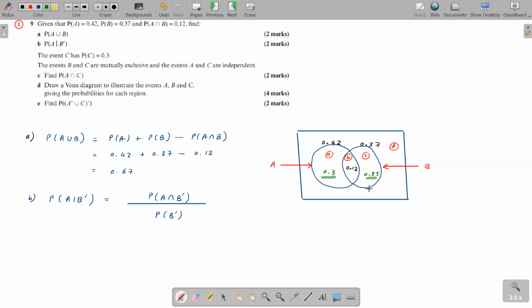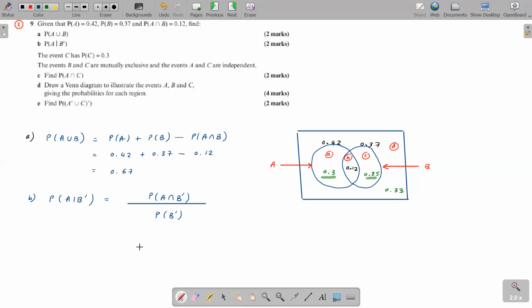Since you have the regions A, B, C, you can easily get the region D as well. So region D is actually 1 minus (A plus B plus C), or in other words, 1 minus A union B, isn't it? 1 minus A union B, 1 minus 0.67 is 0.33. So you can find all these regions to make your life easier. All right, so we have the Venn diagram. All regions are found. Substitute the values.